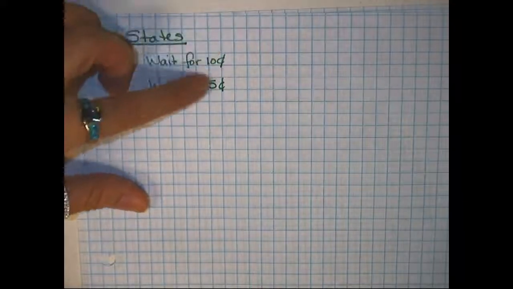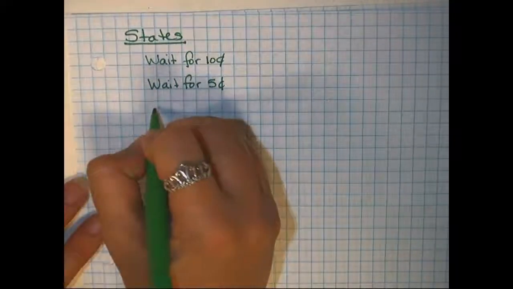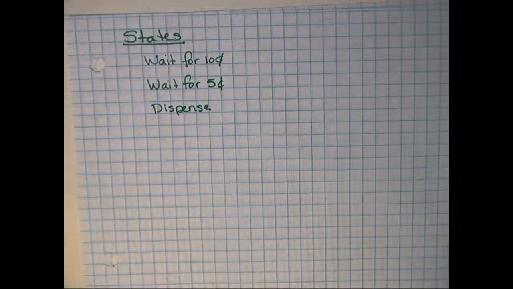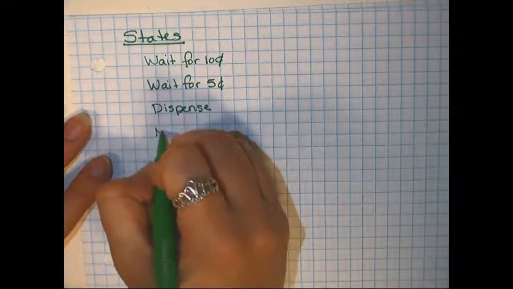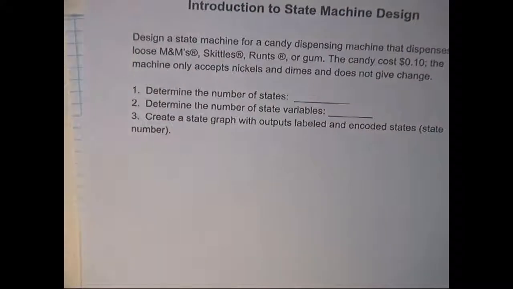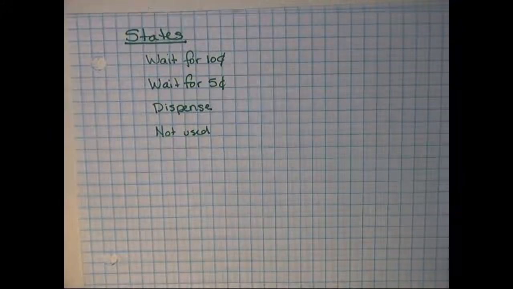Now, if it gets its 10 cents, or if it gets its extra 5 here, then what does it do? It dispenses the candy. And then, because we're going to be working with binary, we have a fourth state here that we're not going to use. So we're just going to put this one down as not used. So determine the number of states. How many states do we have? Well, we really have 3 because the last one's not used. We'd have 4 possible.